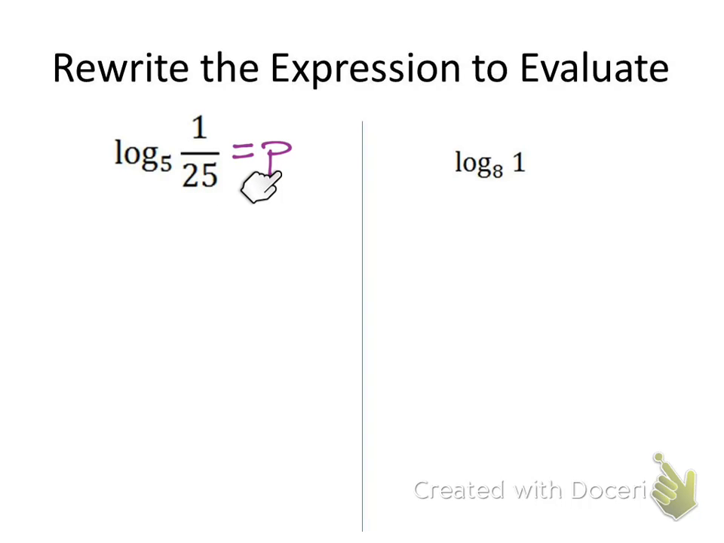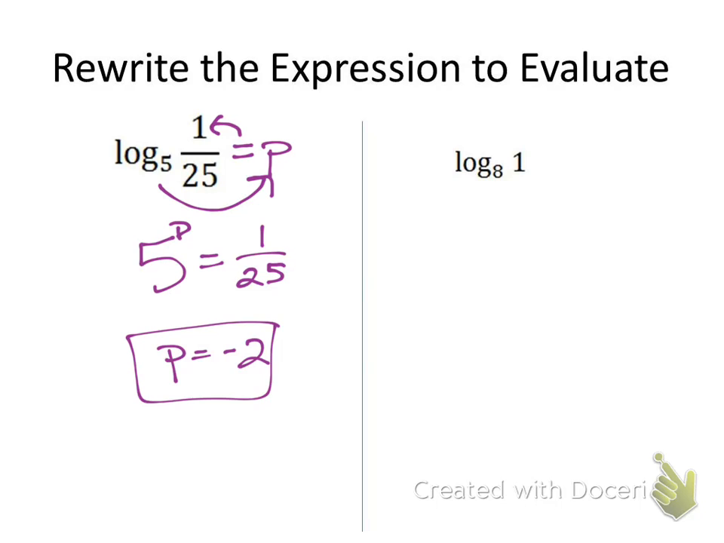So because we don't know the power, we're going to figure out what it is. So let's rewrite the expression to evaluate. So doing this circle, 5 to what power gets you to 1/25th? Again, we don't have a complete sentence here, so let's set it equal to a power and then rewrite it in the other form. 8 to what power is 1? So that power has to be 0.